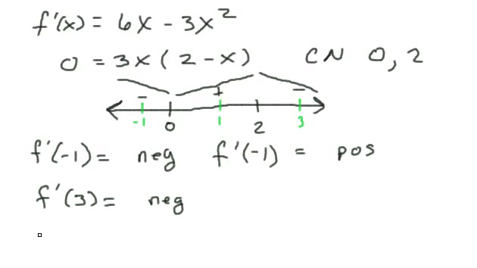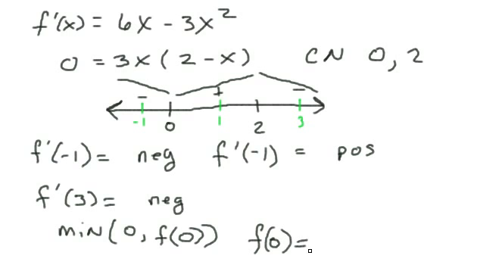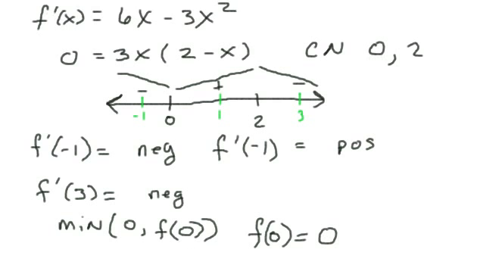Alright, and so okay, so I'm going to say the minimum at 0, comma, so we need to plug 0 into the original function. In other words, this is going to end up being f of 0. But to find out what f of 0 is, we just plug it in, and it's 3 times 0 squared minus 0 cubed is 0. So f of 0 is equal to 0.